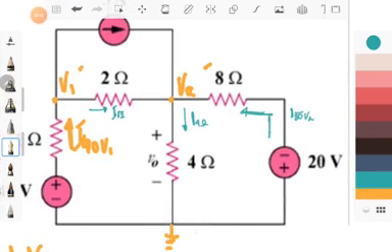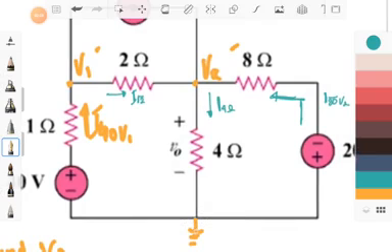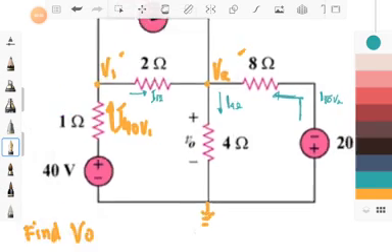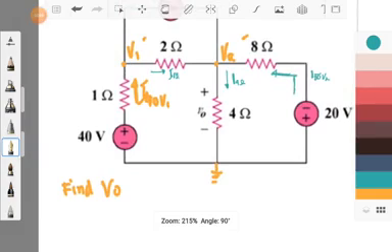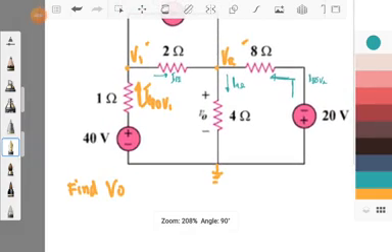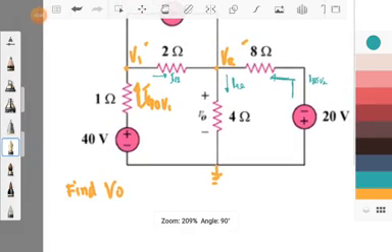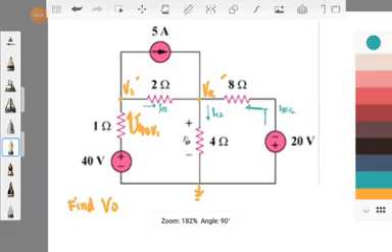Okay, take note that the numerals that I use are direction dependent. So take note that your I12 is equal to negative I21. Okay, since they are direction dependent, the assumption should be constant all throughout the calculation.